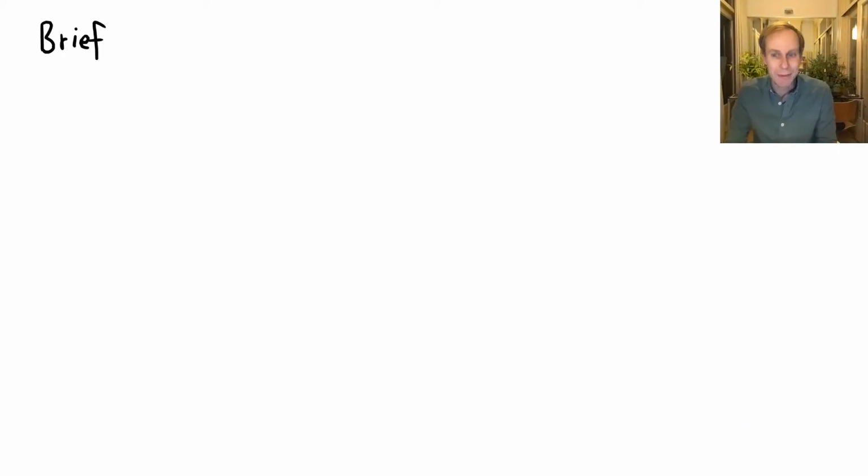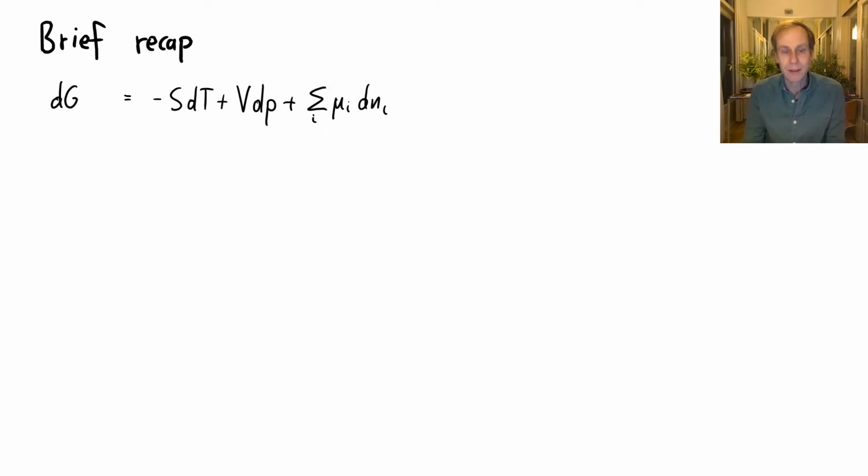A brief recap to begin with. A free energy change is given by this formula where we have a temperature dependent term, a pressure dependent term, and, new in the last knowledge clip, the term that depends on the amount of moles added or taken out of the system times their respective chemical potentials. At constant pressure and temperature, the first two terms are zero, and we only have the amount of moles going in or out of the system times their chemical potentials.